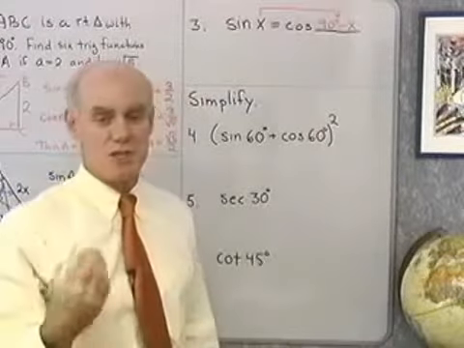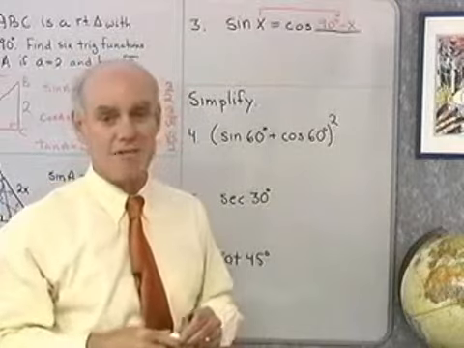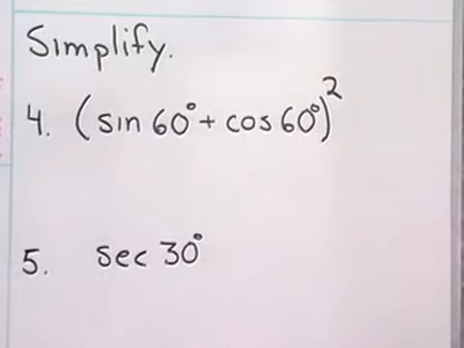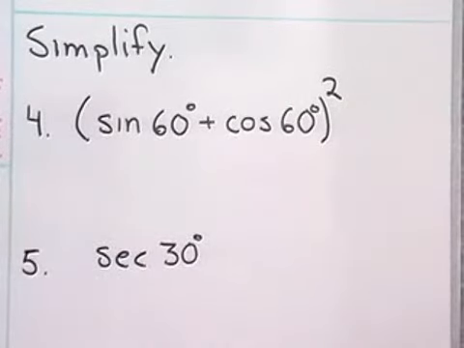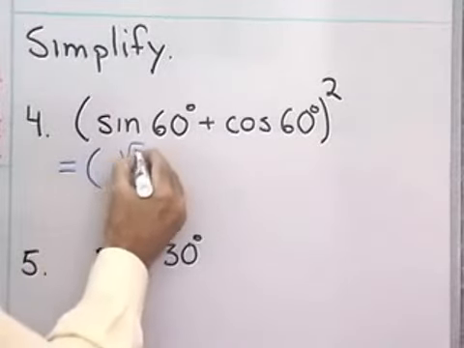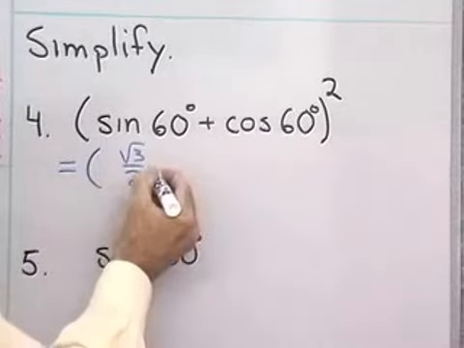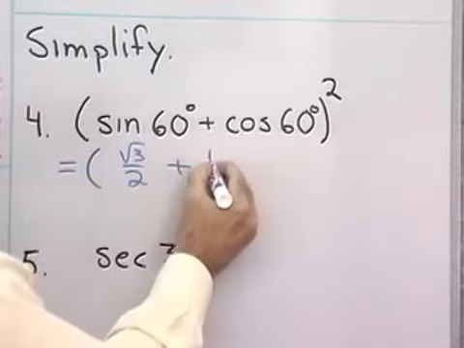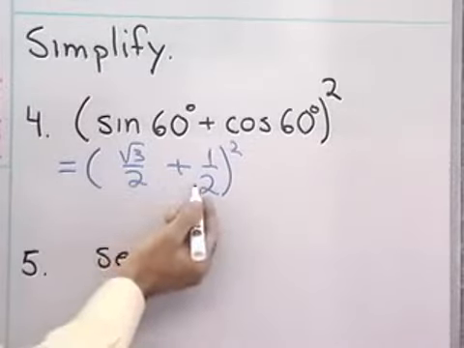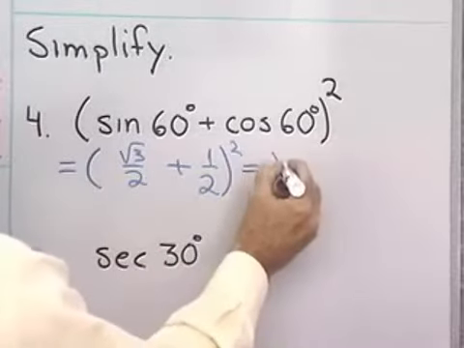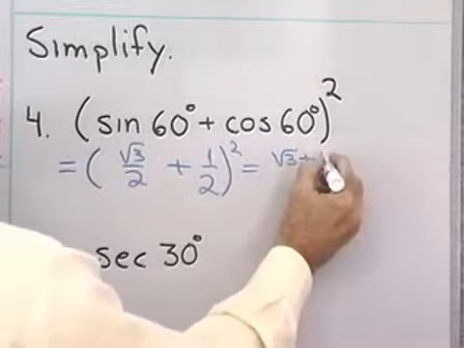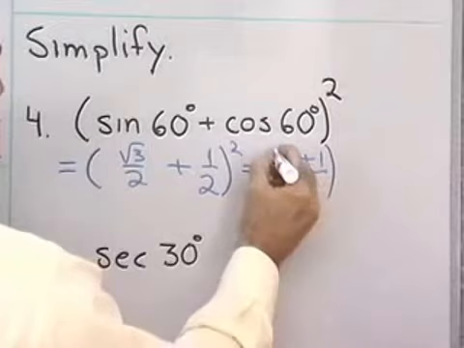Now, the next thing I want to do is just simplify some expressions using the exact values that we have memorized. First, I want to simplify sine 60 plus cosine 60, all that quantity squared. The sine of 60 degrees is going to be square root 3 over 2. I have that memorized as my exact value. Cosine 60 degrees, 1/2, and I want that squared. Square root 3 over 2 plus 1/2. I'll just add the numerator since the denominators are the same. Square root 3 plus 1 over 2.